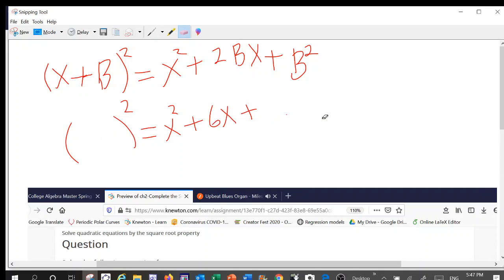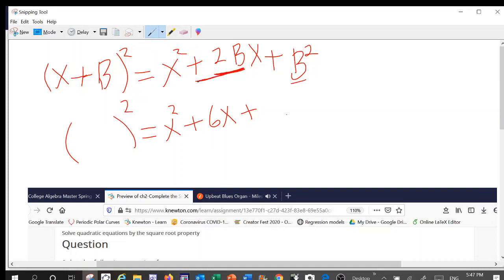Well, it looks like this number is b squared. This number is b squared. So all we have to do is find out what b is, and b is always half of that number.